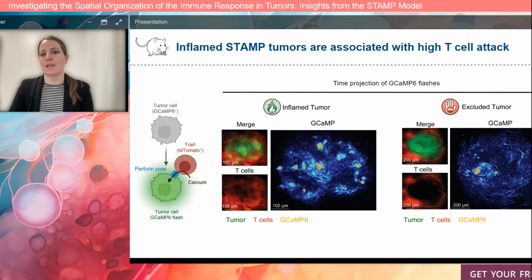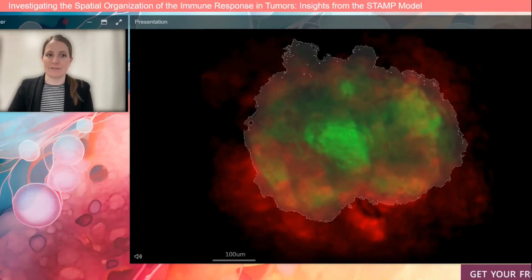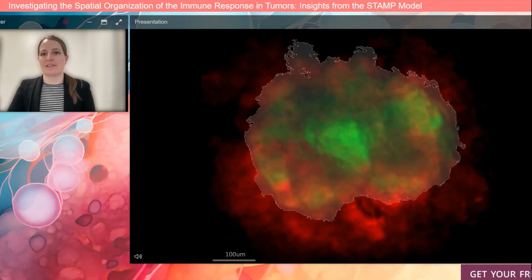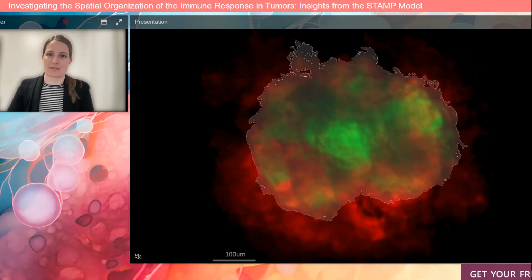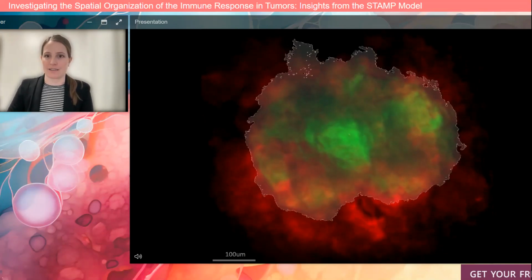So here on the left, you can see in the standard deviation projection shown in the blue to orange heat map, there are these foci of active GCaMP flashing, these orange spots that are indicated. Whereas in the immune excluded tumor, there's much less of these hot spots of T cell killing. So this is what the data itself actually looks like in the inflamed tumor. And so you can see these calcium flashings, regions where T cells are actively killing the tumor.